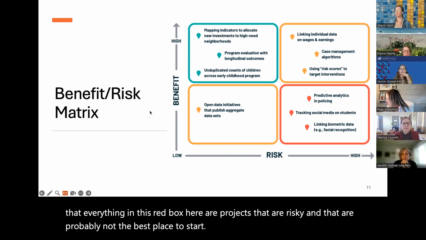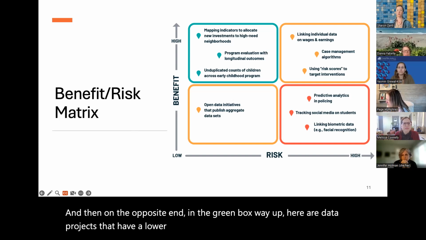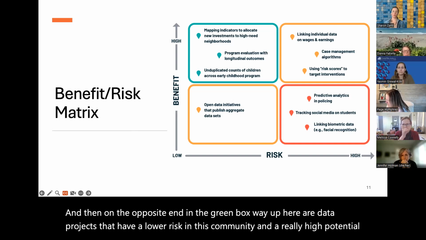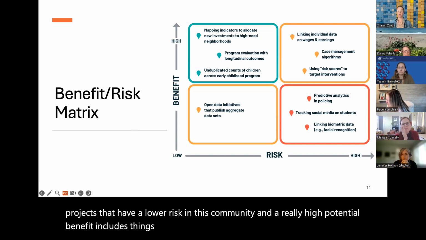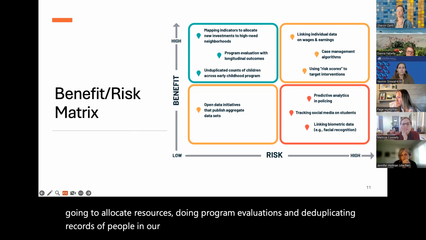And then on the opposite end, in the green box way up here, are data projects that have a lower risk in this community and a really high potential benefit. Includes things like mapping indicators to figure out where we're going to allocate resources, doing program evaluations, and deduplicating records of people in our systems.